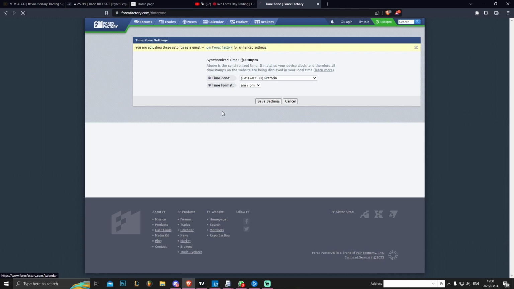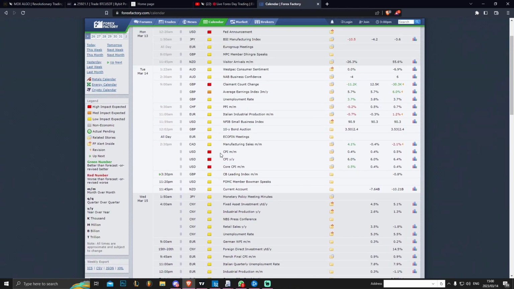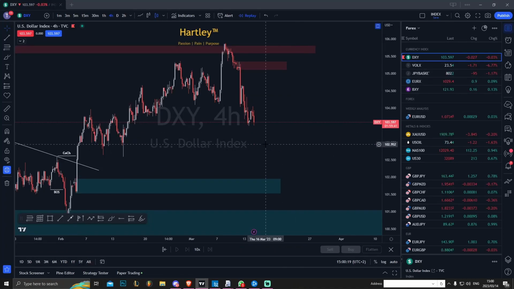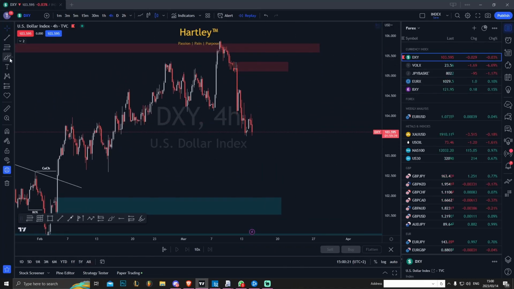and I go to the calendar, I think the CPI data just came out and it was as expected. Yeah, CPI data came out as expected, so there was no real significant change that the market was expecting, right? So if it comes out as expected, we can expect it to push down, right?